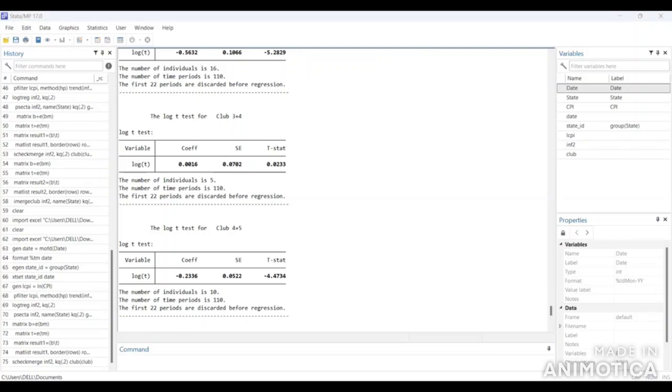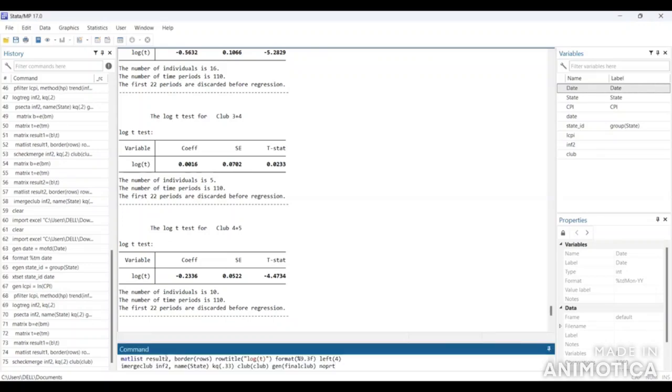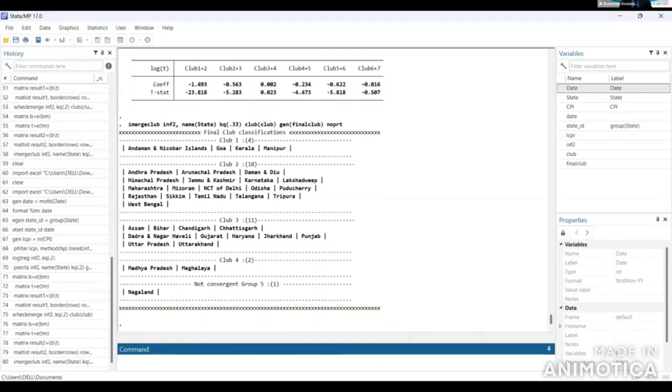And finally, I will write the command and try to get the report of what the final clubs are. So basically, in short, we are getting 4 final clubs. Why? Because club 3 and 4 got merged. So these are the last 4 clubs which we are getting, and there is one non-convergent group.